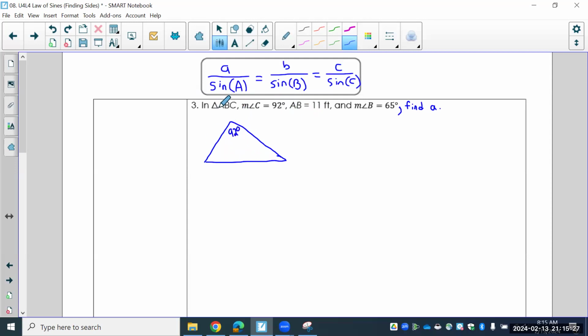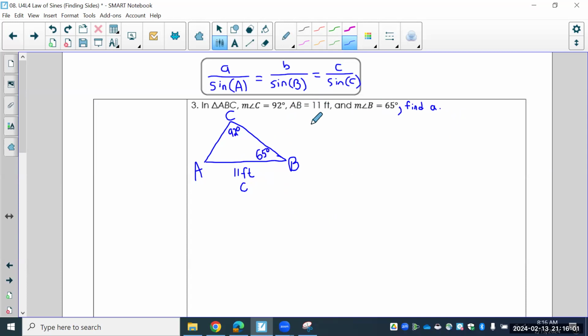And then you just label it appropriately, A, B, C. Now, it doesn't really super matter. You're trying to just get a picture for yourself, but I like to be relatively close so the answers make sense to my triangle. So now that I put angle C is 92, AB is 11 feet, it is important to include your units on your triangle so that when I find A, I will know to put feet on it. And this AB here is also what we would call little c. And then angle B is 65 degrees.